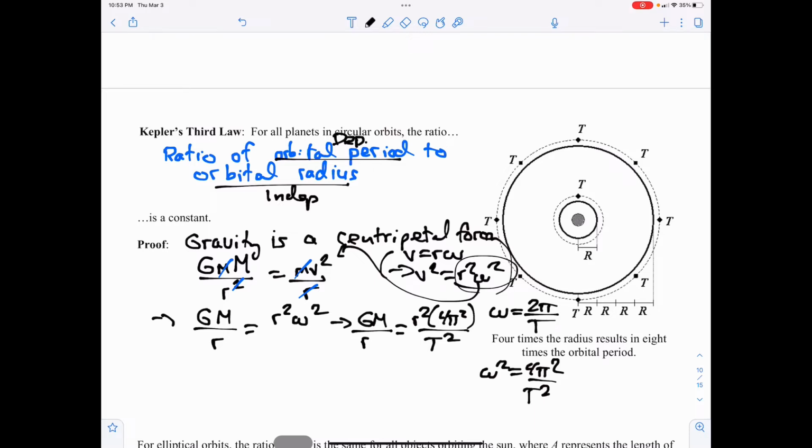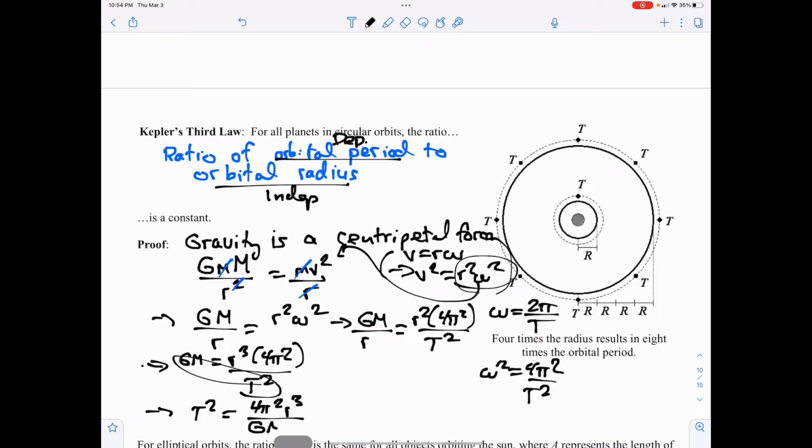If I multiply both sides by r, I get Gm over 1, so just Gm, equals r cubed times 4 pi squared over T squared. And now I'm going to swap those, and I get T squared is equal to 4 pi squared r cubed over G times big M.